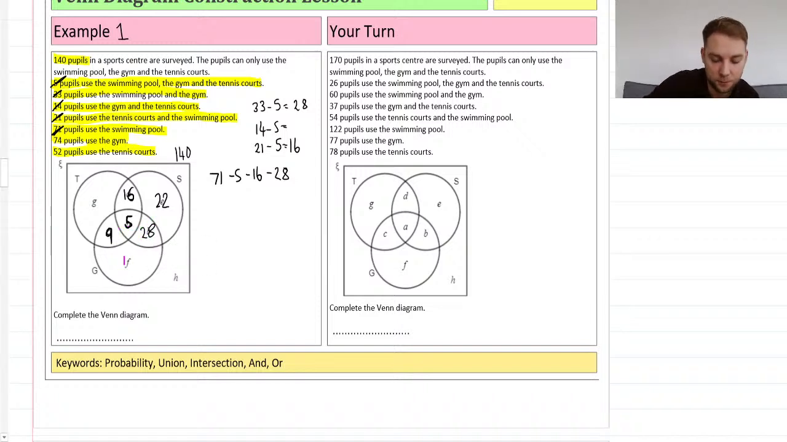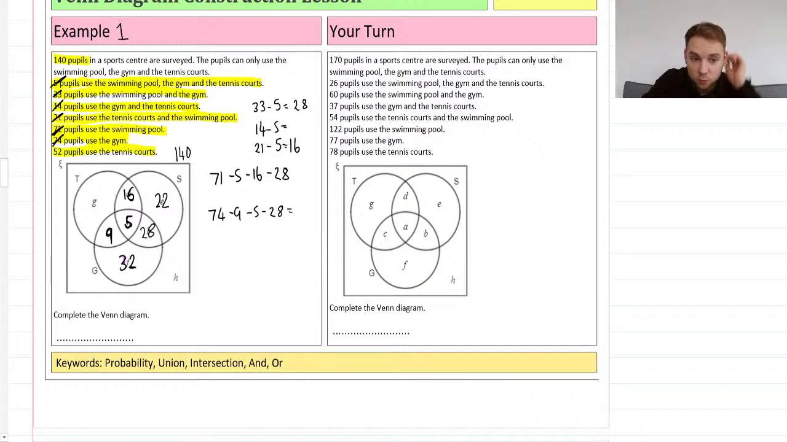So let's do that now. It's going to be 74 minus 9 minus 5 minus 28. And there's a lot of sums here, so you've just got to be really careful when you're entering them. I've been known to make mistakes on these before. 74 minus 9 minus 5 minus 28 is equal to 32. So that's what's left over here, so 32 in here. And so I can cross that one off then.